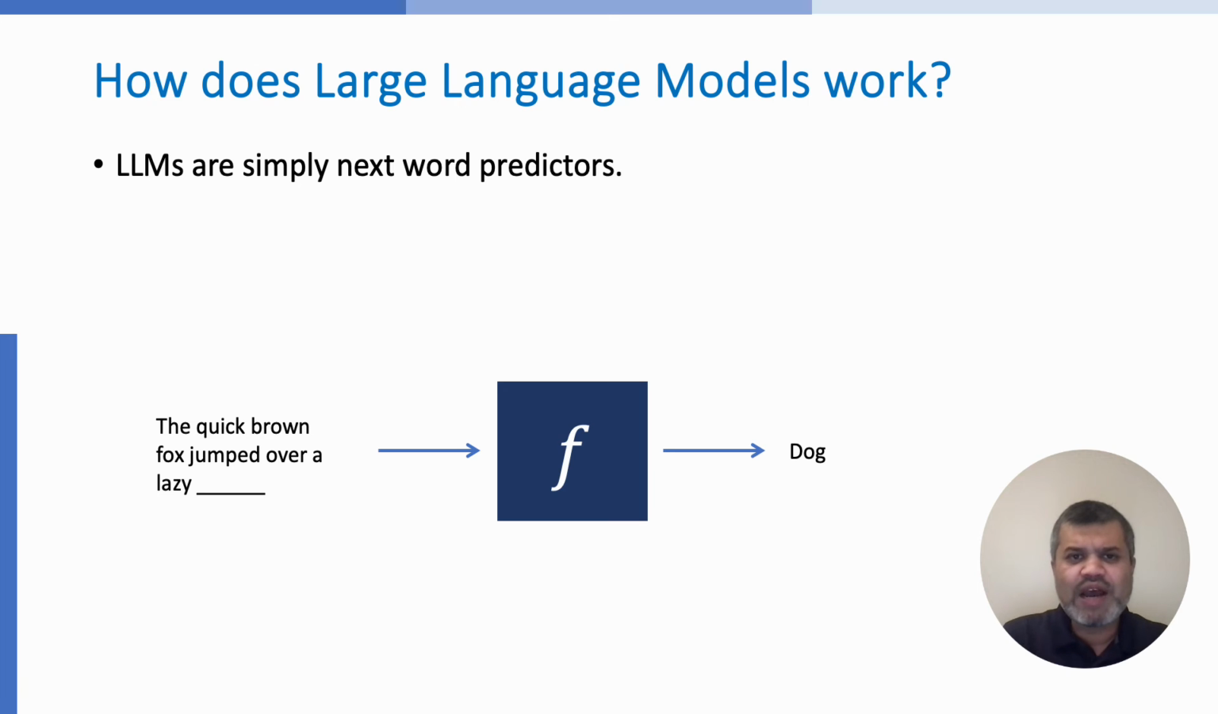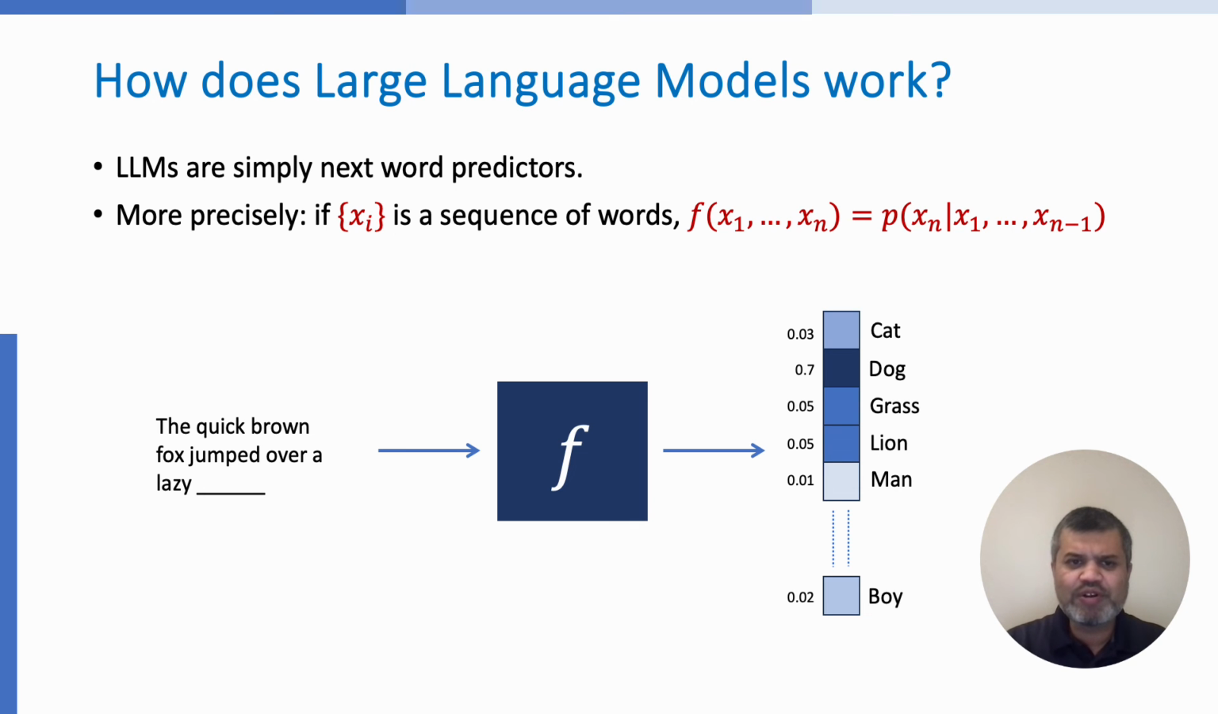A little bit about how large language models work. I'll cover it in the subsequent slides. So they are simply next word predictors, nothing more, nothing less. For example, given this sentence, a quick brown fox jumped over a lazy, the model will predict what should come next based on everything it has seen. Most of the models will say dog because they have seen the sentence many times in the training data.